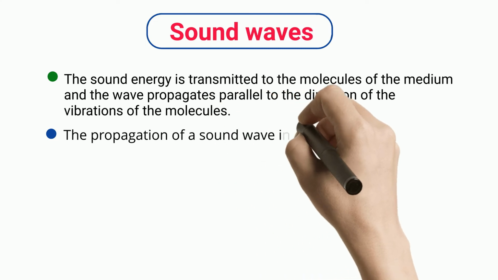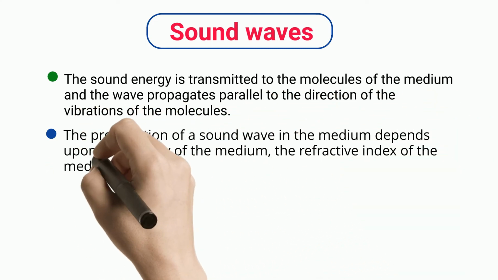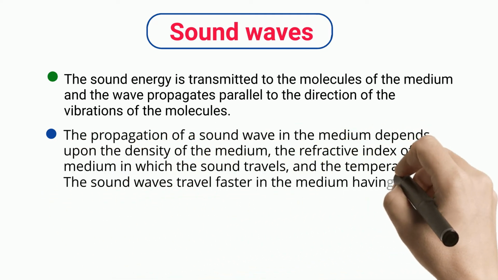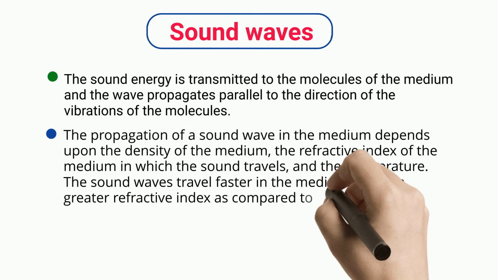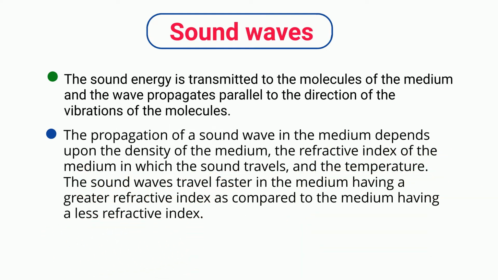The propagation of a sound wave in the medium depends upon the density of the medium, the refractive index of the medium in which the sound travels, and the temperature. The sound waves travel faster in the medium having a greater refractive index as compared to the medium having a less refractive index.